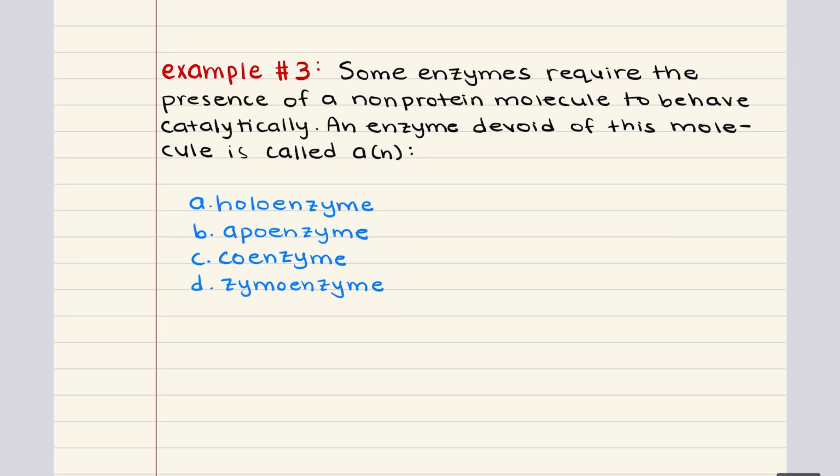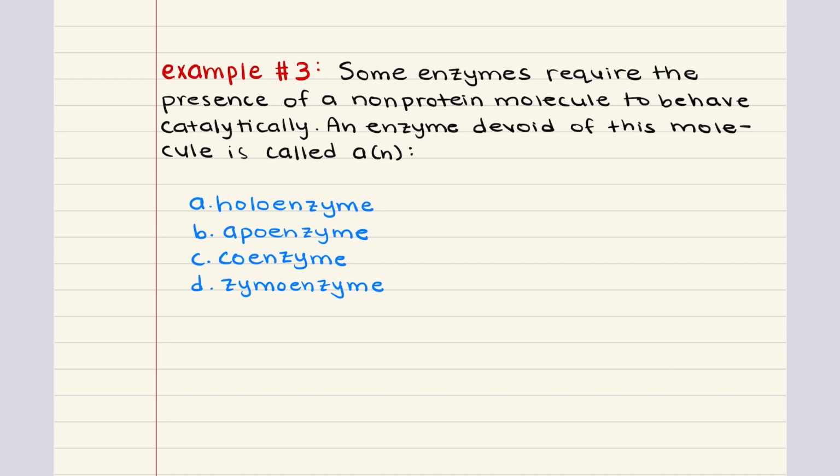Problem 3 says, some enzymes require the presence of a non-protein molecule to behave catalytically. An enzyme devoid of this molecule is called a blink. This is a simple definition problem.